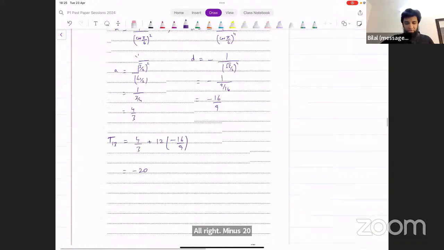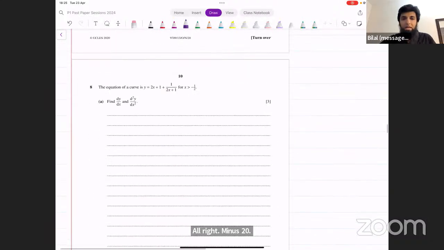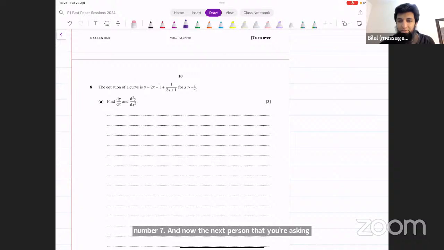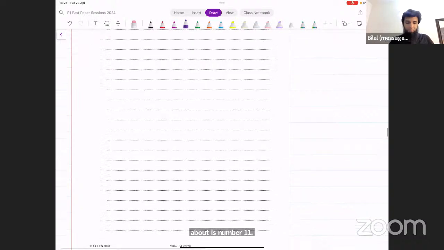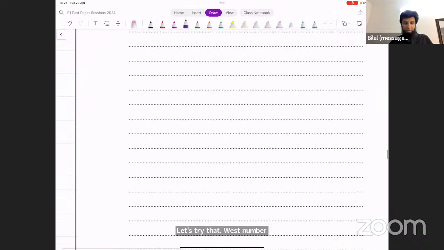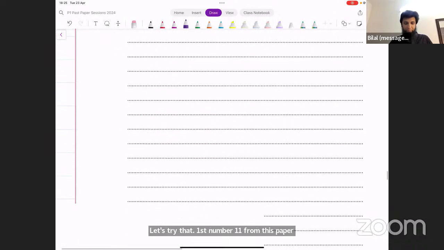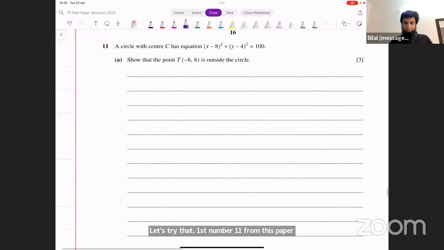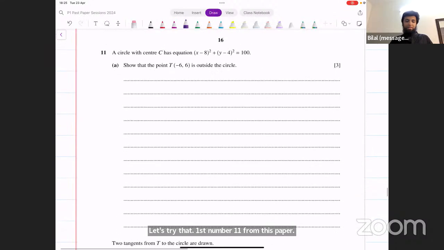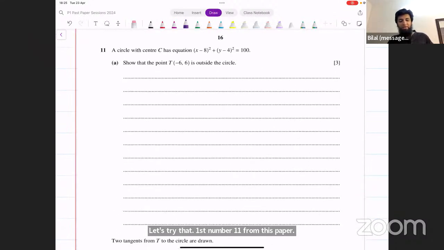Okay, let's move on to the next one. This was question number 7. And now the next question that you're asking about is question number 11. Let's try that now. Question number 11 from this paper. Okay, now this says a circle with center C has the equation x minus 8 whole squared plus y minus 4 whole squared equals 100. Show that the point P, which is minus 6 and 6, is outside the circle.